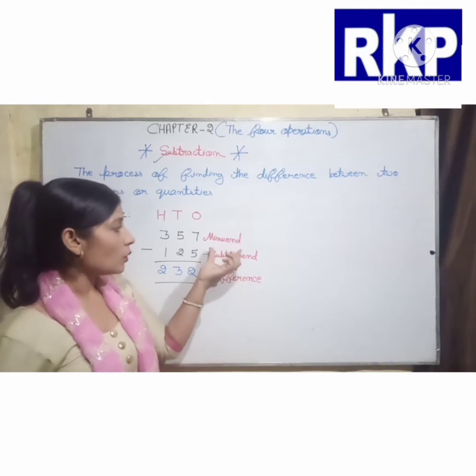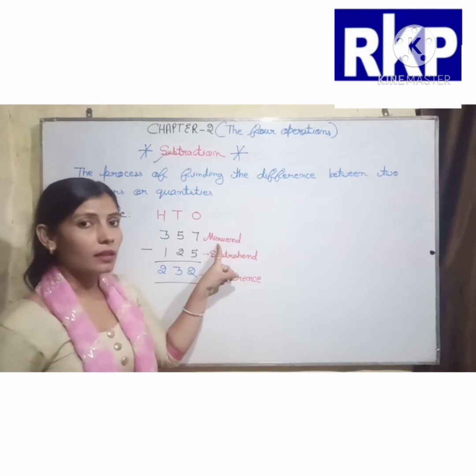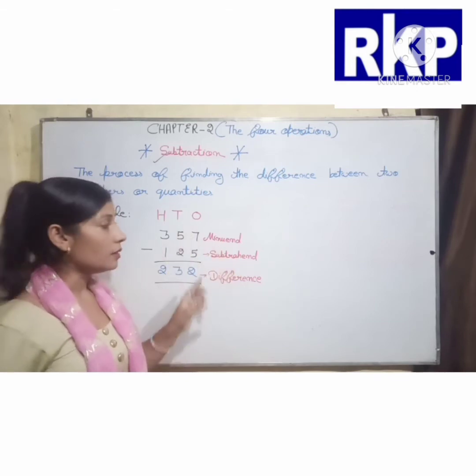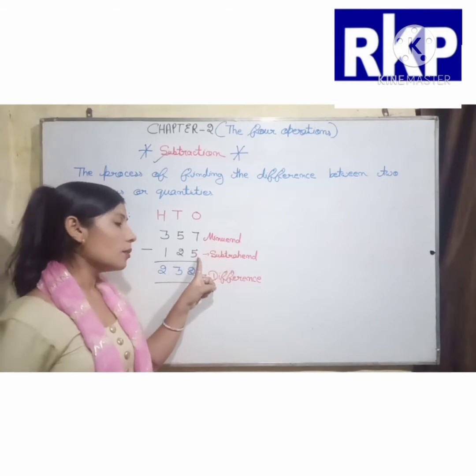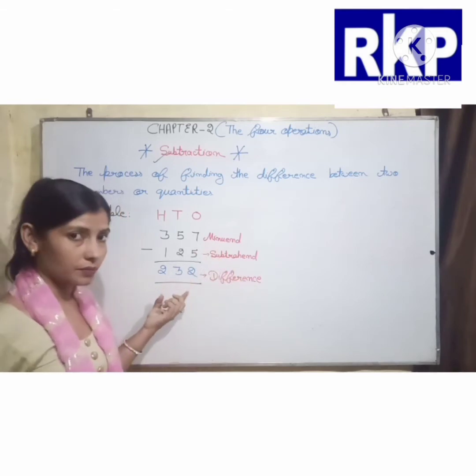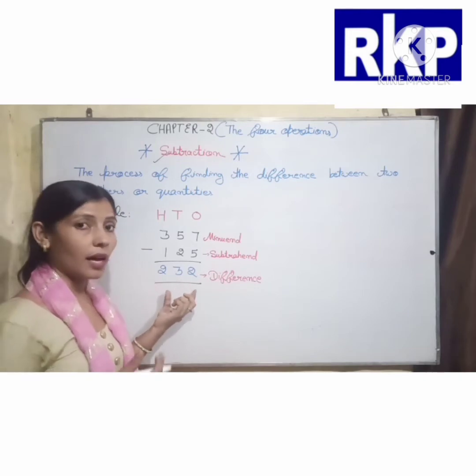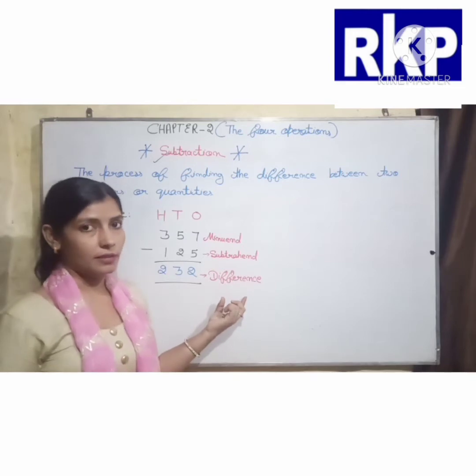And here beta, I have written three words: minuend, subtrahend and difference. So what is the meaning of these words beta? What is the meaning of minuend? In subtraction, the greater number is called minuend, the smaller number is called subtrahend, and the result which we get after subtraction is called difference.